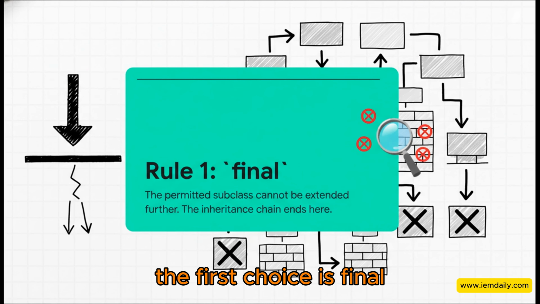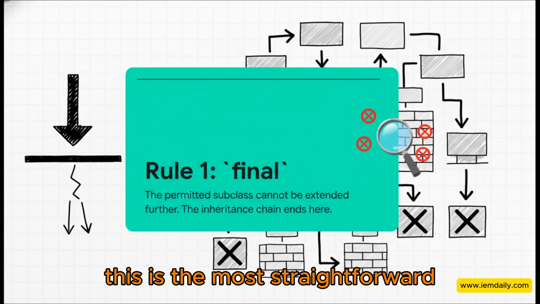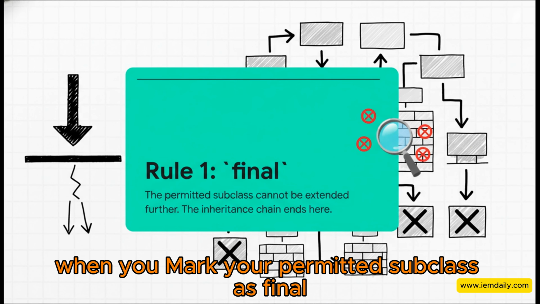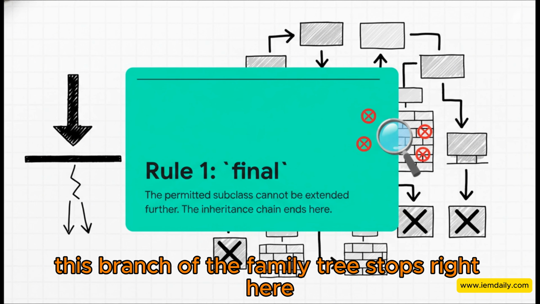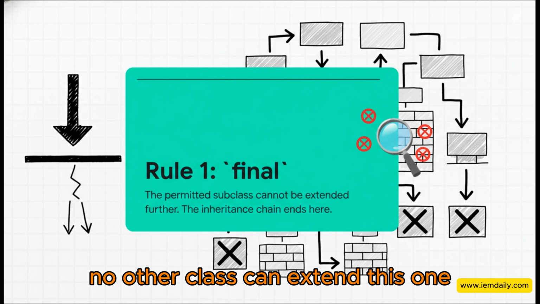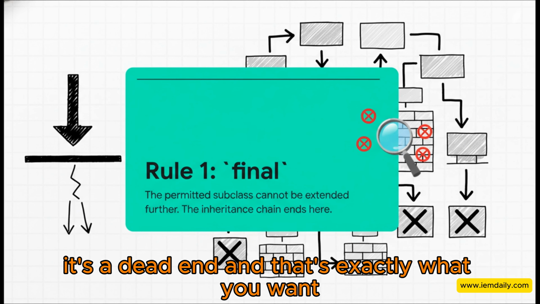Okay, the first choice is final. This is the most straightforward. When you mark your permitted subclass as final, you're basically saying this branch of the family tree stops right here. No other class can extend this one. It's a dead end, and that's exactly what you want sometimes.